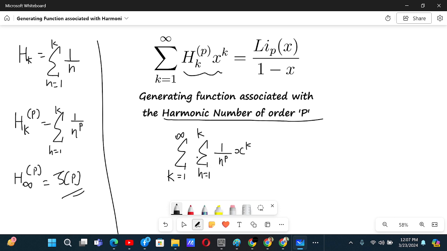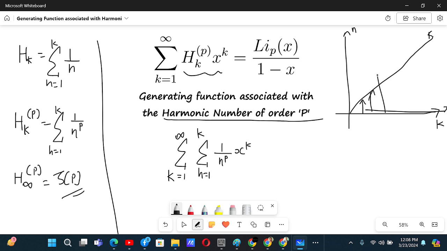Now let's say we want to change the order of the summation. For that, what we can notice is that k is going from 1 to infinity. Let's say there's a k axis and an n axis. K is going from 1 to infinity in this direction, and for each k, n is just going from 1 to k. So if this is the k line, n goes from 1 to k, and this is the region the sum covers.